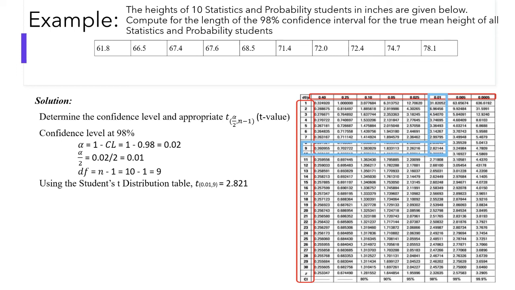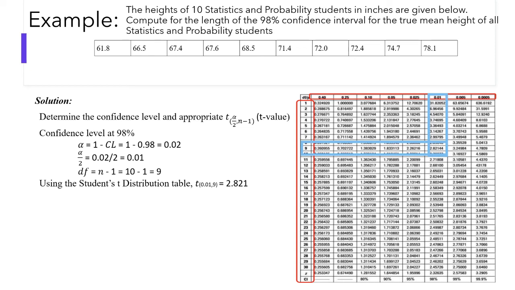Now, let's determine the confidence level and the appropriate t sub alpha half and n minus 1, or our t value. For the confidence level of 98%, we will compute alpha using the formula alpha equals 1 minus CL, that is 1 minus 0.98, which is equal to 0.02. Therefore, our alpha half is 0.02 divided by 2, which is equal to 0.01. For our degrees of freedom, we have the formula n minus 1, that is 10 minus 1, which is equal to 9.